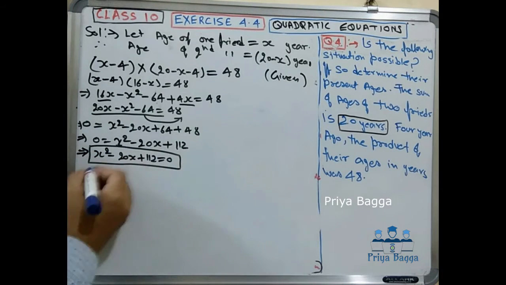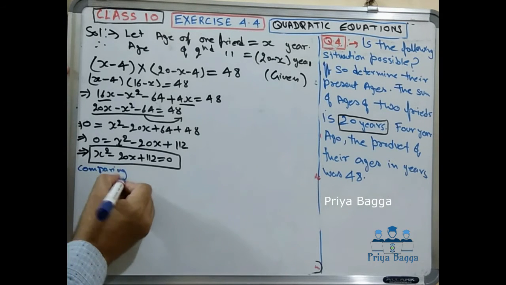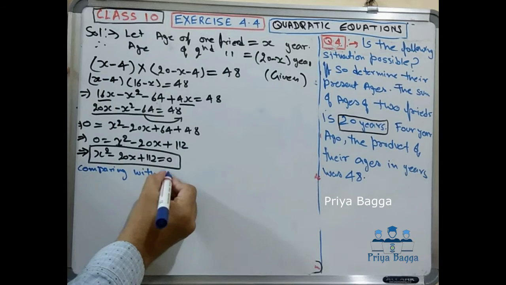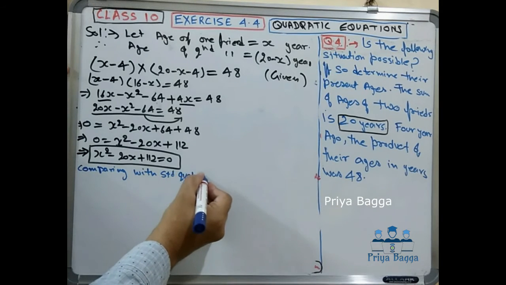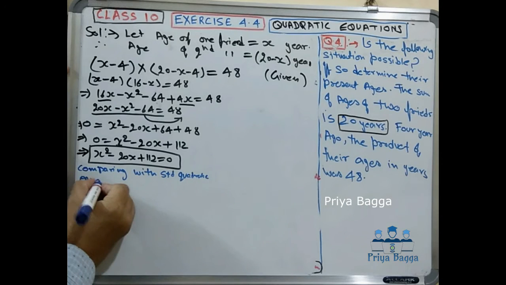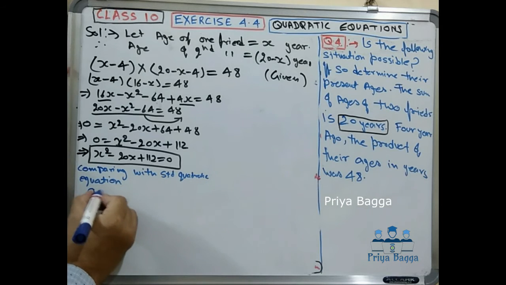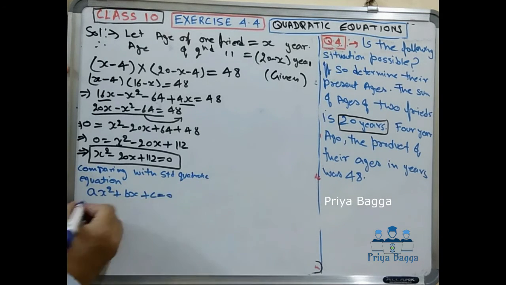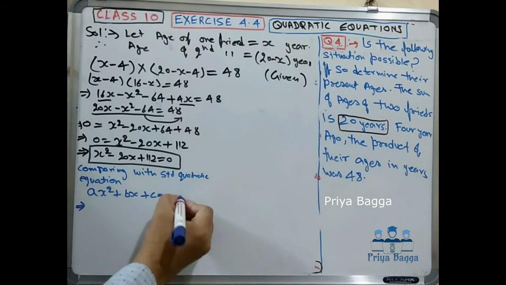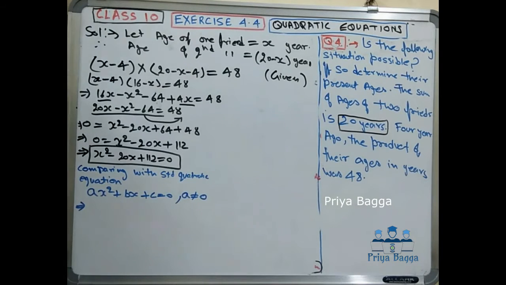Okay, now comparing this with the standard quadratic equation. Okay, what is the standard quadratic equation? Standard quadratic equation is ax square plus bx plus c is equal to 0, where a is not equal to 0. It is very important to write it: a should not be equal to 0. If a is 0, then it is not a standard quadratic equation.